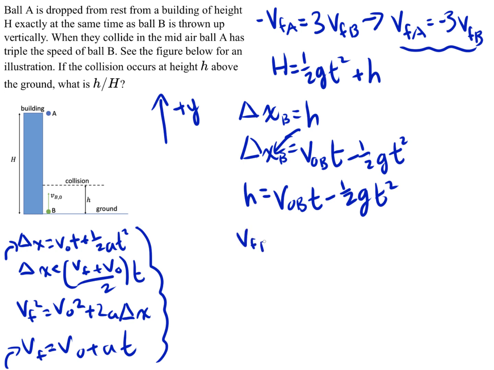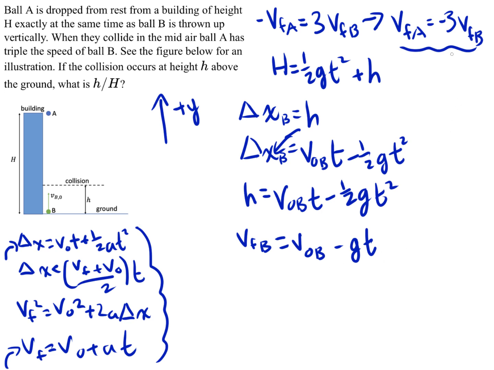In this case, the final velocity of B, which is the velocity at the collision, is going to be equal to the initial velocity of B plus the acceleration times the time. In this case, the acceleration is minus g, so it's going to be minus gt. And we get this expression.